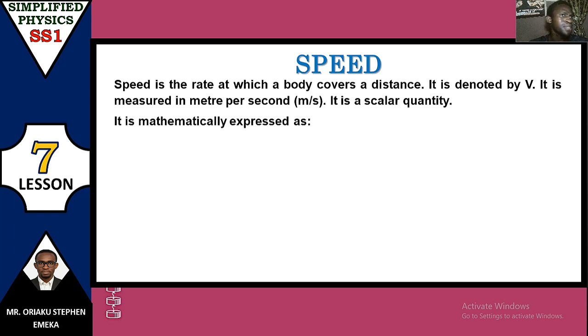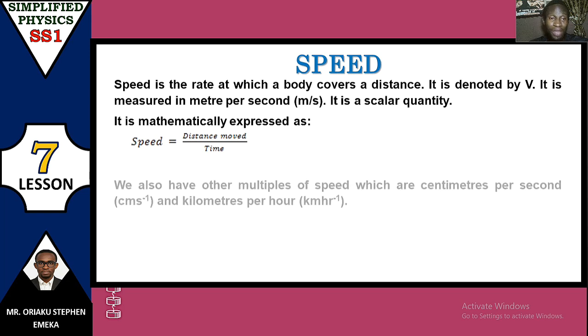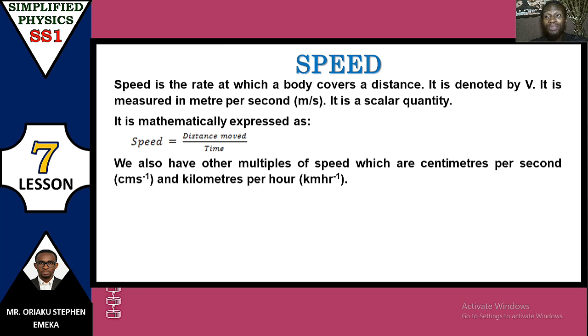Now mathematically, it is expressed as speed is equal to distance moved or distance covered over time. Now we should also note that speed also has other units, because we can measure distance also in centimeters. So we can have centimeter per second. We can also have kilometer per hour.